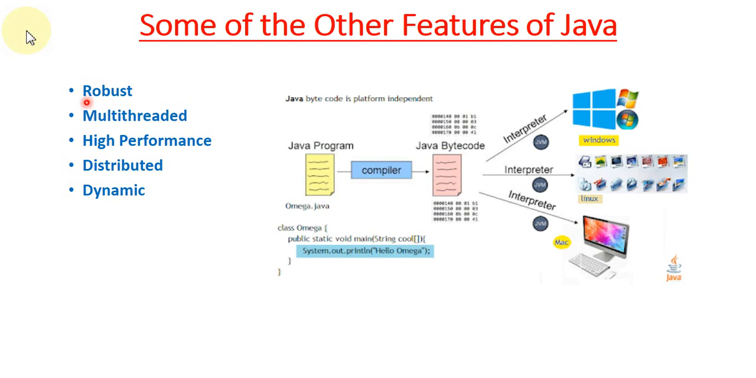Some other features of Java: robust, multithreaded, high performance, distributed, and dynamic. These are also features supported by the Java programming language. There is a graphical figure. You can see that first the Java program is converted into Java bytecode with the help of the Java compiler, and the bytecode is very difficult to interpret. It is just a combination of zeros and ones, so no human being can interpret the code in the middle of the conversion. Then it is interpreted through the JVM, Java Virtual Machine, on different platforms, like Windows, different versions of Linux, or Mac as well. That's why Java is platform independent, very secure, very robust, and at the same time very portable. Okay, so let's move forward.